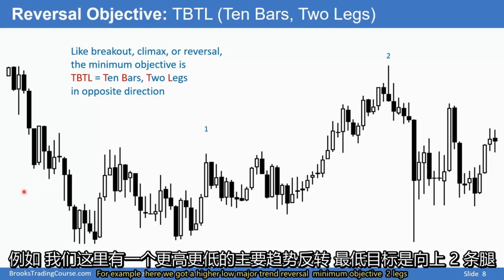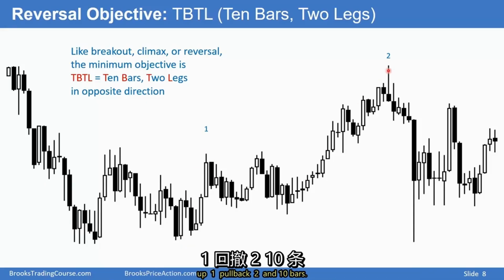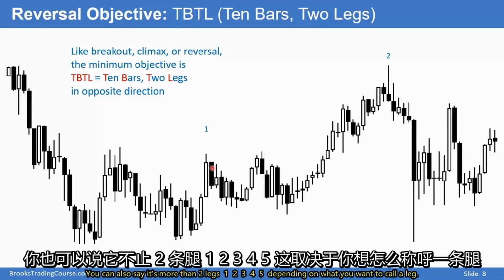For example, here, we got a higher low major trend reversal, minimum objective, 2 legs up, 1, pullback 2, and 10 bars. This obviously is much more than that. You can also say it's more than 2 legs, 1, 2, 3, 4, 5, depending on what you want to call a leg.